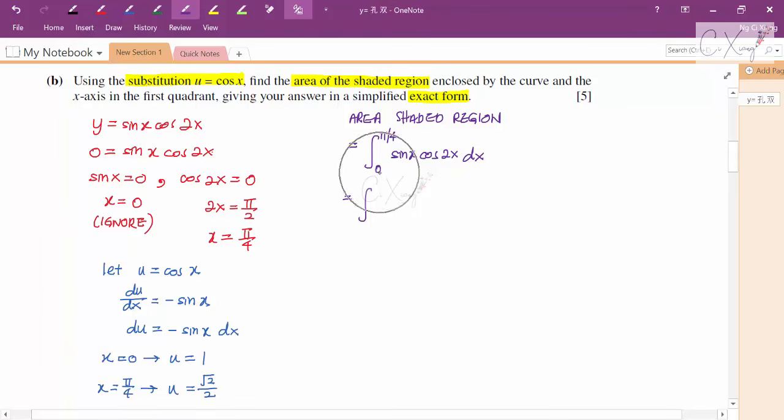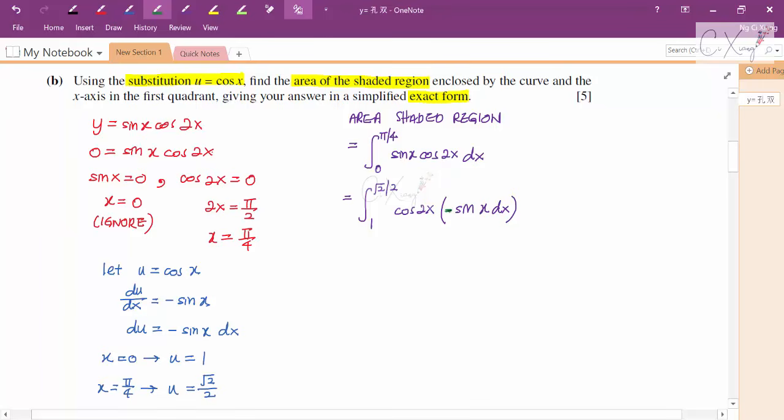So I substitute the 0, I will change it to the value of u, which is 1. Pi over 4, the value of u will be square root 2 over 2. Then for the cos 2x, I will still write it as cos 2x. Sin x, I will join it together with dx. And because I want to have negative sin x dx to substitute by using du, I need to multiply in a negative here.